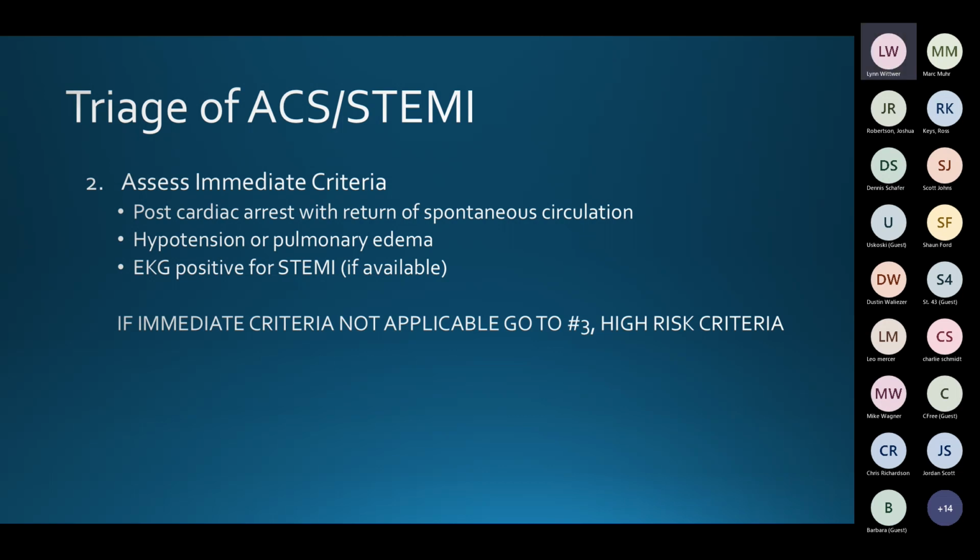Now, the second part of the triage is assess immediate criteria. So post-cardiac arrest with return of spontaneous circulation, that's immediate. Hypotension or pulmonary edema, that's immediate. EKG positive for STEMI, if available, that is immediate criteria. If immediate, so any of those, patients need to go to a STEMI-capable hospital.